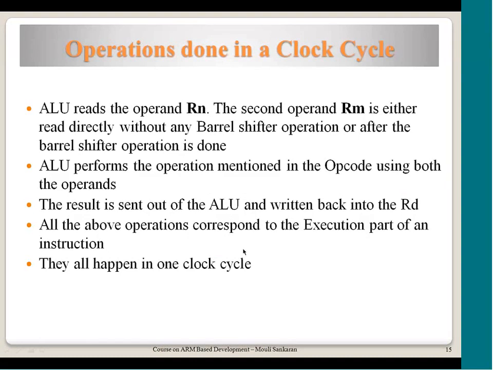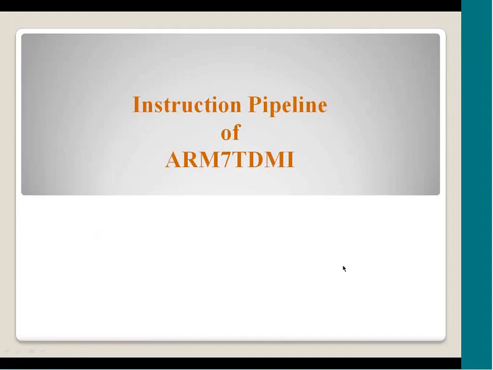All the above operations correspond to the execution part of an instruction. Please remember that this is part of the execution of it, and they happen in one clock cycle. So this is the summary of how an instruction gets executed, where I explained the clock as well as the data flow inside the processor.